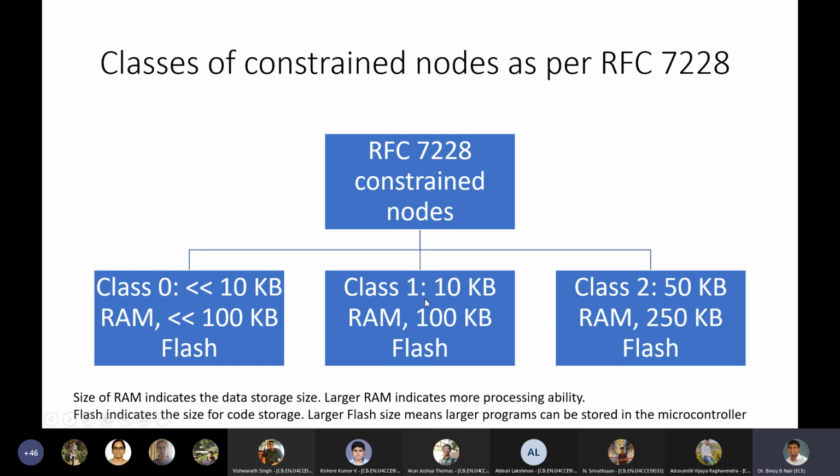So if your client comes and says that I have got only class 1 constrained nodes, it basically means that this is the limit that you have. Okay, and similarly, if your client comes and tells you that I have got 1000 nodes of class 2 constrained nodes, this is what you have. So you have to design all your coding and all your data requirements around this requirement, that this is the maximum you are going to get. Okay, so that's what you have: class 0, class 1, and class 2.